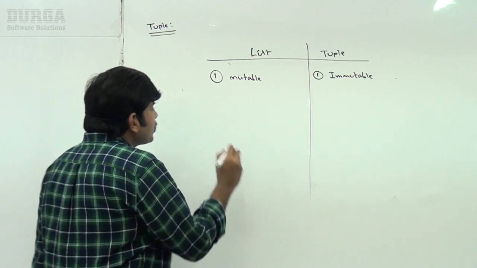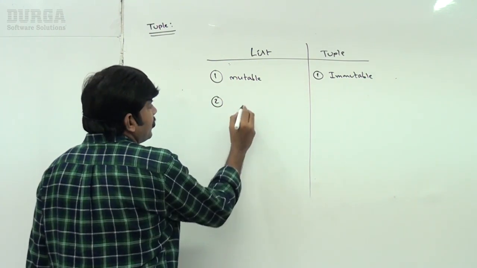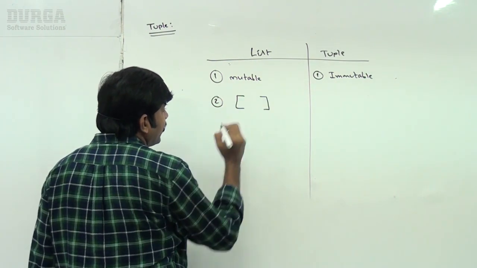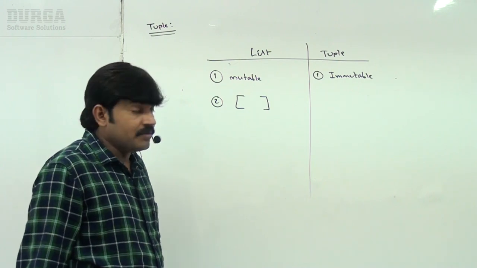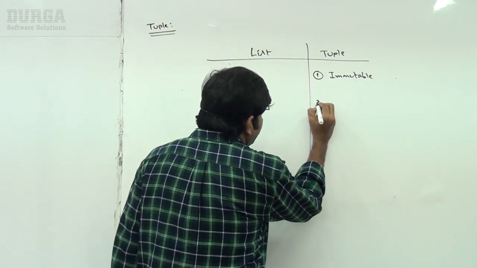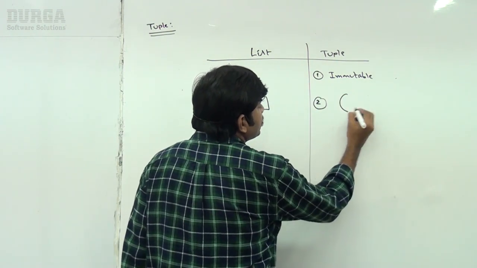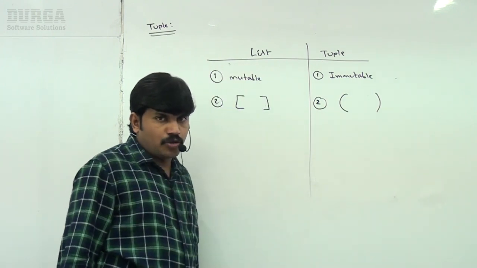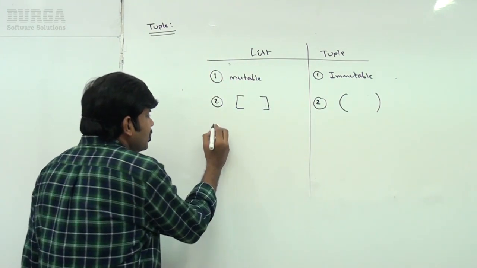Next, list elements we can represent by using square bracket notation. Next, tuple elements we can represent by using parenthesis, right?